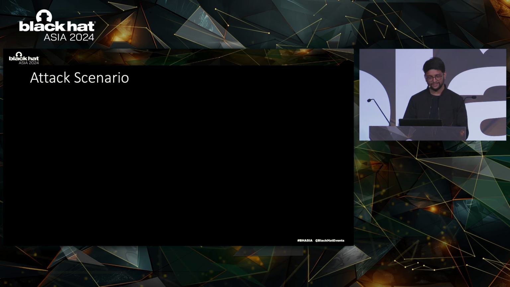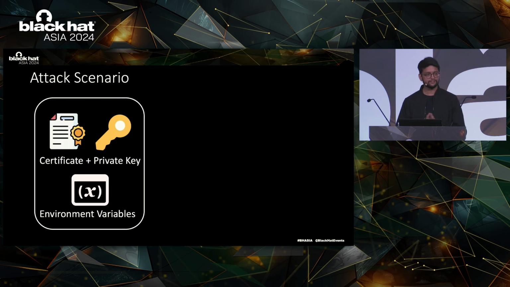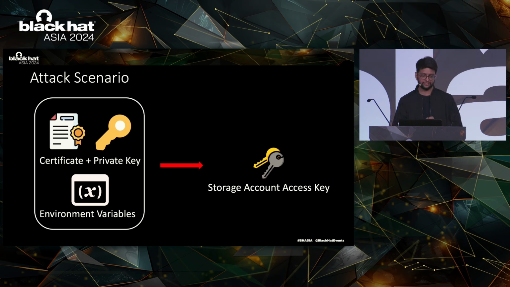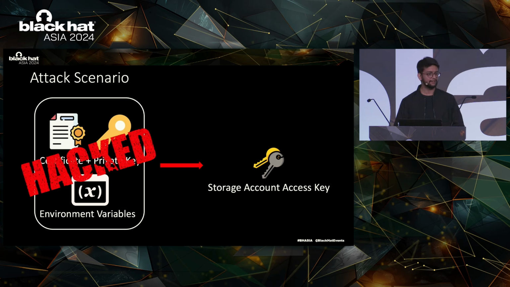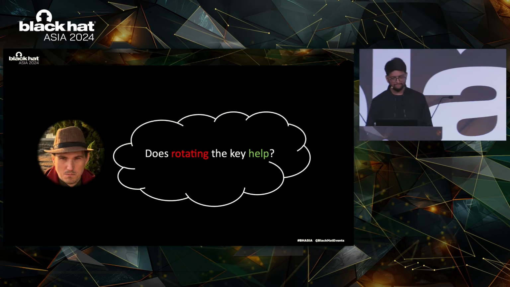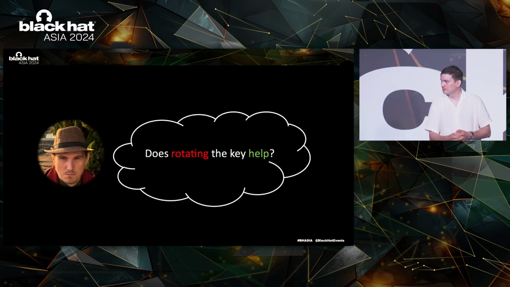So the attack scenario is something like this. We have a certificate and a private key and a bunch of environment variables that are stored in files. These variables are used as configurations for these middleware agents. And you can use these to get the storage account's access key. Let's say these three files are compromised. Now, what would you do to invalidate the storage account's access key? Well, Nitesh, what about if we rotate the keys, right? That's a good idea. Let's see whether that works.